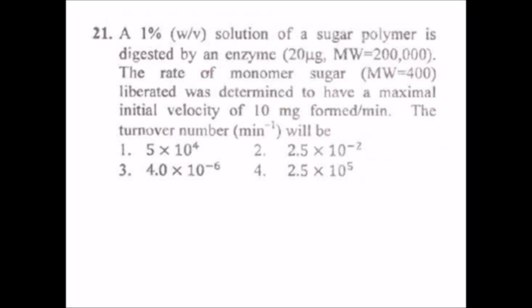The question is that a 1% solution of a sugar polymer is digested by an enzyme. The rate of monomer sugar liberated was determined to have a maximal initial velocity of 10 mg formed per minute. The turnover number will be.